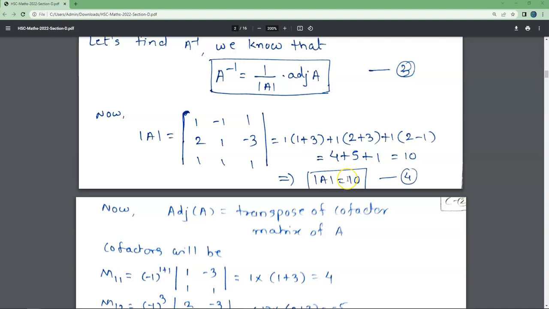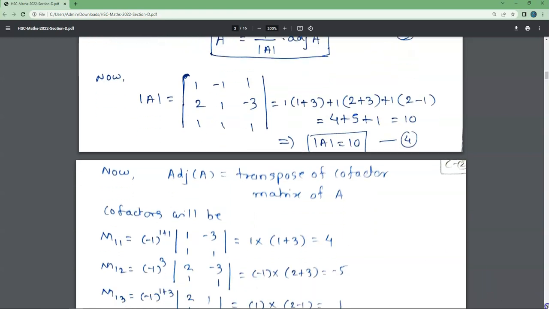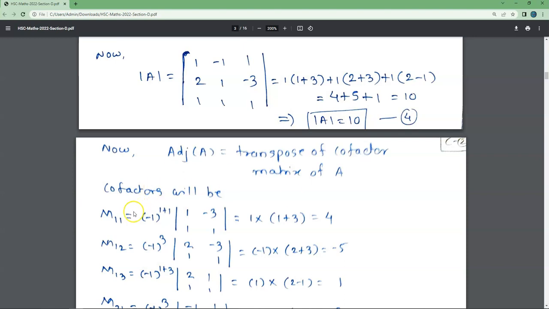Now we need to find out adjoint of A. Now what is the adjoint of A? Adjoint of A is basically transpose of cofactor matrix of A. A ची कोफॅक्टर्स मॅट्रिक्स काढायची आधी, मग त्याचा ट्रान्सपोज घ्यायचा. ट्रान्सपोज म्हणजे काय? रोज आणि कॉलम्स अल्टरनेट चेंज करायचे, एक्सचेंज, राईट. मग आता कोफॅक्टर आपण कसे काढतो? See, the cofactors will be like M11 M12 M13, right? Then M21 M22 M23, M31 M32 M33. Now how to find out that? The same thing, the way you actually found the determinant, तसंच करायचं.